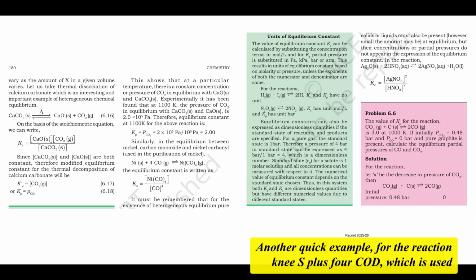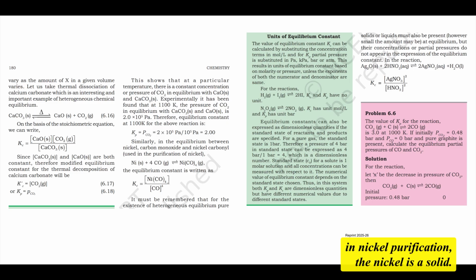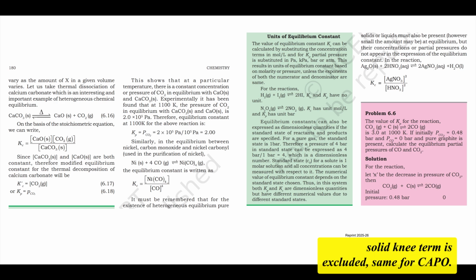Another quick example, for the reaction Ni(s) + 4CO(g) ⇌ Ni(CO)4(g), which is used in nickel purification, the nickel is a solid. So the Kc expression would be [Ni(CO)4]/[CO]^4, the solid Ni term is excluded. Same for Kp. That simplifies things nicely.